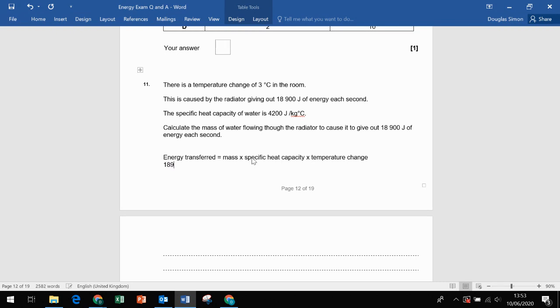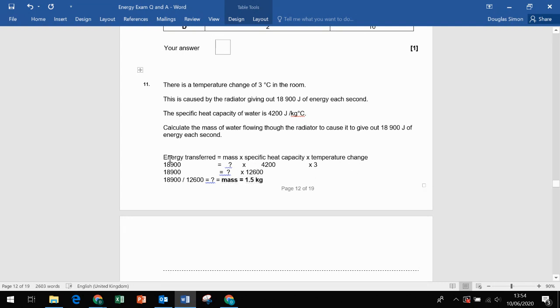Okay, so the energy is 18,900 joules. Mass is what we're trying to work out. The heat capacity is 4,200 joules per kilogram per degree Celsius, and the temperature change is 3. So now we can solve this equation. So 18,900 is going to be equal to our mass, which we're trying to work out, times 4,200 times 3, which is 12,600. So now we need to divide 18,900 divided by 12,600 to get the mass, which equals 1.5 kilograms.